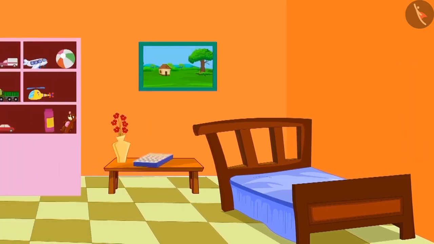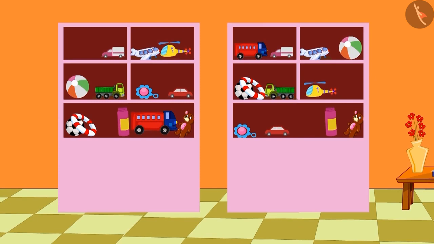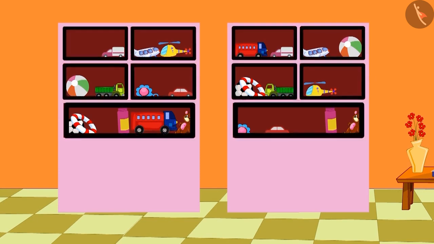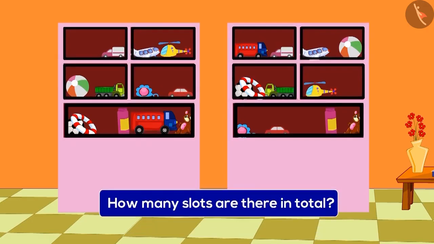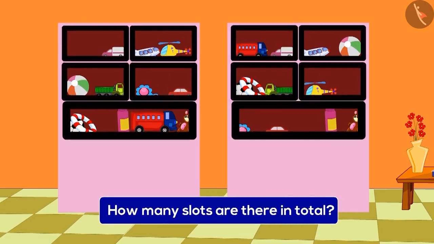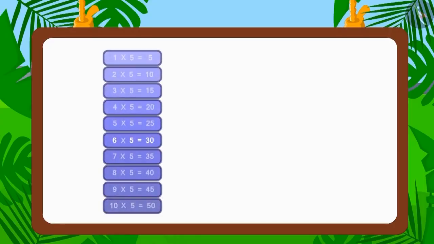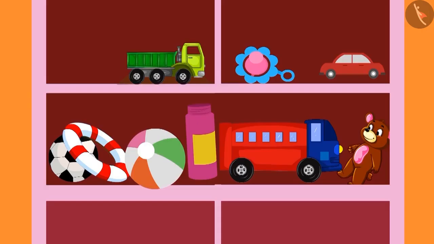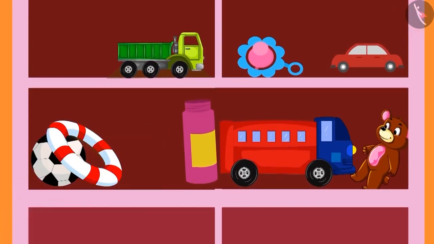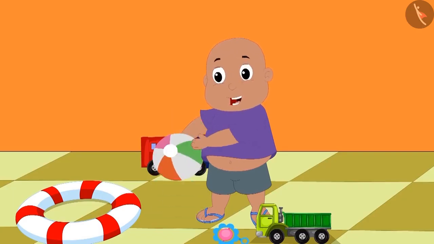It was a huge room with 2 cupboards. Each cupboard had 5 shelves. Can you find out how many shelves were there in total? How will we write this by using multiplication? 2 multiplied with 5. How much is it? 10. Bablu took a few toys from one of those cupboards and started playing with them.